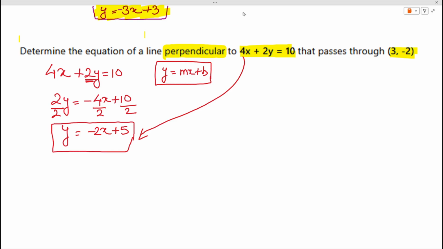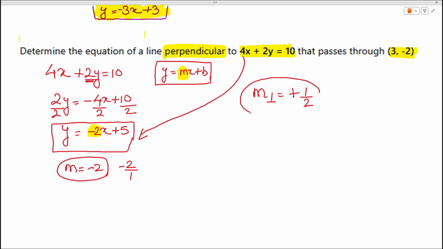Now comparing it with y is equal to mx plus b, we know that the slope of this line is equal to negative 2. So this line's slope is negative 2. But we have to find a line which is perpendicular, which means the slope of the perpendicular line is, flip the sign, negative changes into positive, and right now it is negative 2 over 1. So we also have to flip the numerator and the denominator, which changes into 1 over 2.